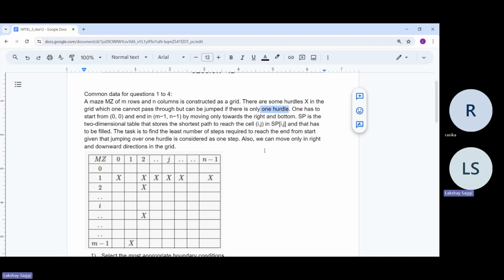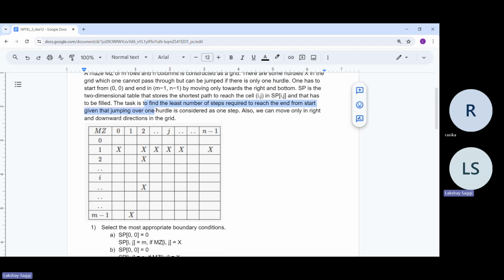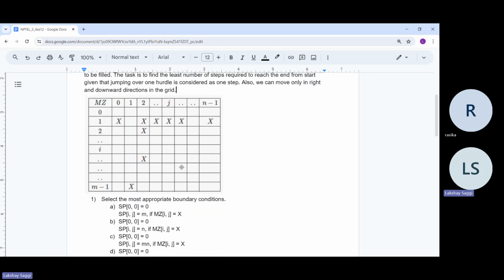So now we have to minimize the number of jumps which will be needed to reach from 0, 0 to m minus 1, n minus 1. I hope the question is clear. Or maybe this paragraph is clear. Then if we know this, maybe we can move on to the questions.